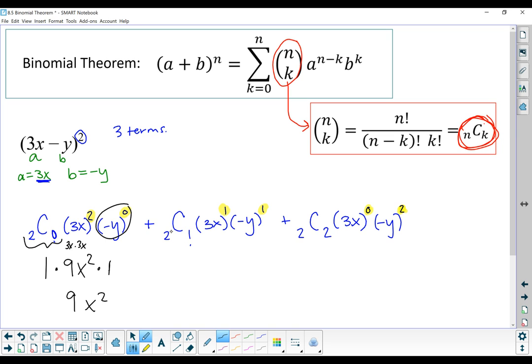Our next term starts with 2C1. If you typed that into your calculator, you would get a 2. 3x to the power 1 is the same as 3x, and negative y to the power 1 is the same as negative y.